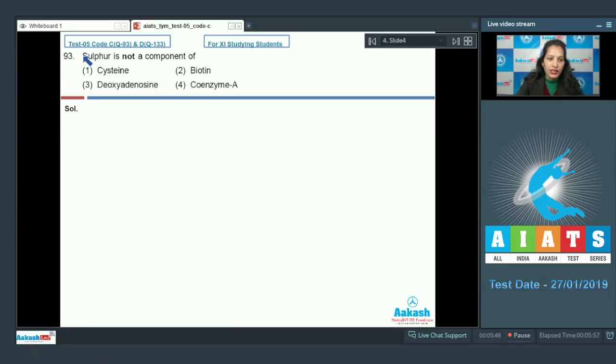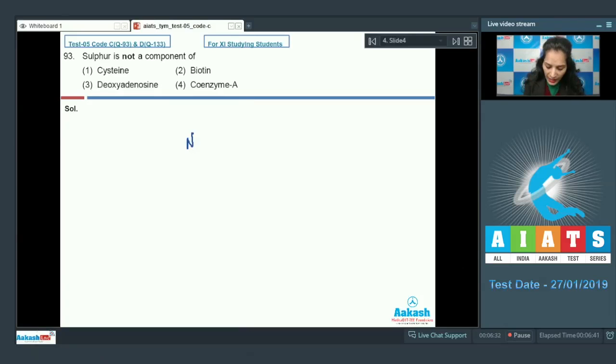Question number 93. Sulfur is not a component of: first option cysteine, second biotin, third deoxyadenosine, fourth coenzyme A. Sulfur cannot be a component of nucleic acids. Nucleic acids can be DNA or RNA, and these nucleic acids are composed of nucleotides. So the nucleotides have sugar, nitrogenous bases and the phosphate groups, but not the sulfur. And same with the nucleosides.